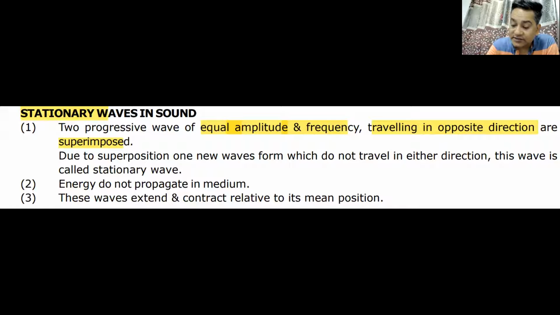Why do we call it a stationary wave? Because energy does not propagate. The wave is not progressive. Energy is not getting transferred from one place to another. The wave is actually extending and contracting relative to its mean position. So the wave does not go anywhere. There is no transfer of energy, and this wave is known as a stationary wave. Again, a revision of what we had done in the transverse wave section. I'll give you a minute to highlight the important points.